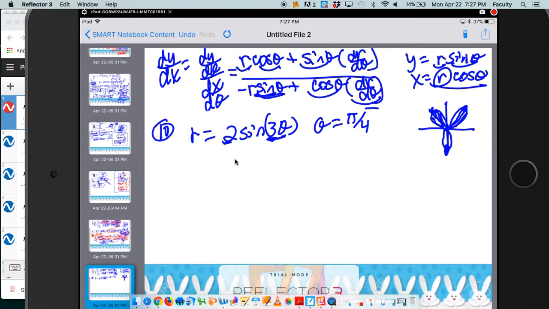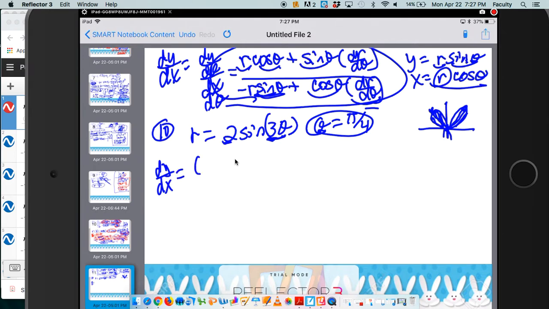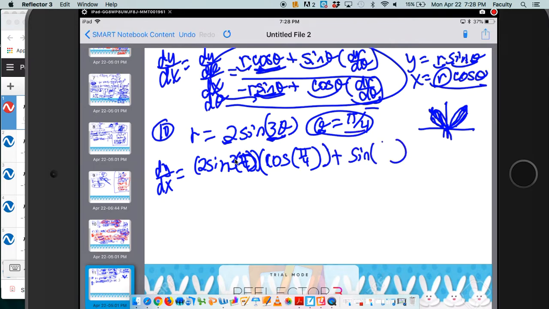All right, so let's go to, okay, we're doing this at pi over 4. All right, so let's go to our prototype here, to our pattern. So dy over dx is r cosine theta, r is 2 sine 3 theta, theta is pi over 4, times cosine theta, theta is pi over 4, plus sine theta, pi over 4.